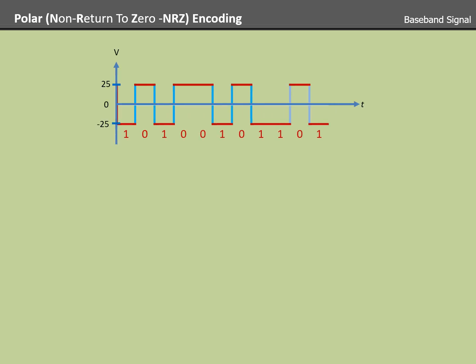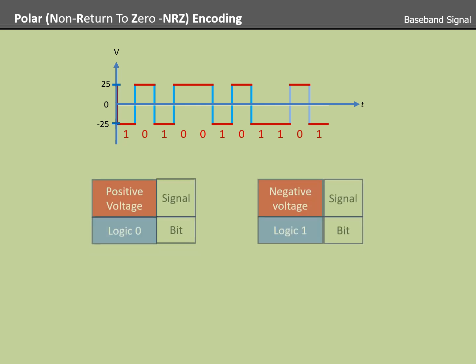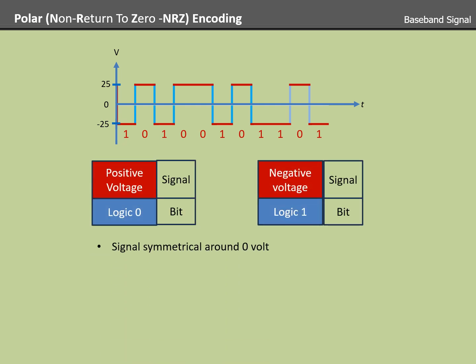Next, we look at polar encoding. Polar encoding is also called non-return to 0 encoding. Logic 0 is represented with a positive voltage, and logic 1 is represented with a negative voltage. The signal is symmetrical around 0 volt. Polar encoding is used in the RS-232 interface, a legacy interface used in PC.